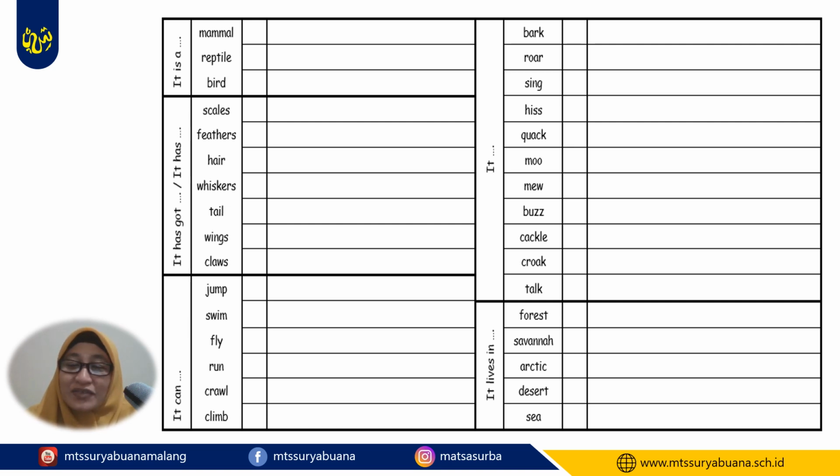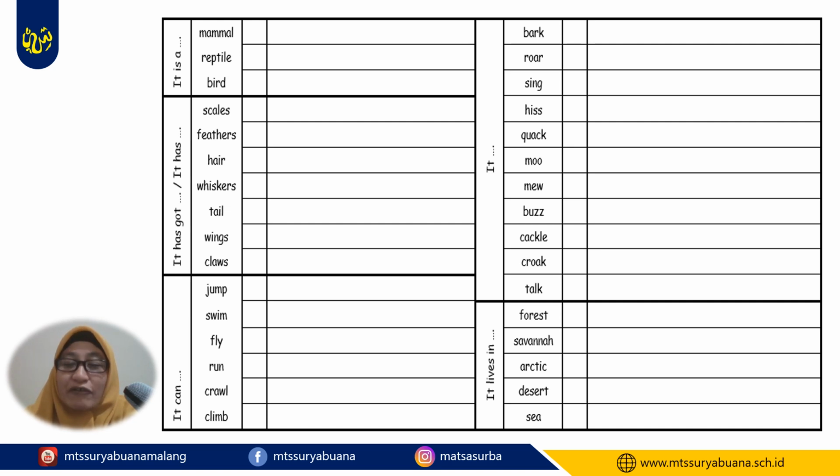Okay, we can add with can, showing about ability. It can bark, it can roar, it can sing, etc. Now the last part of the table here is forest, savanna, Arctic, desert, and sea. So what do you think these are about? Right, these are the places that the animals may live.